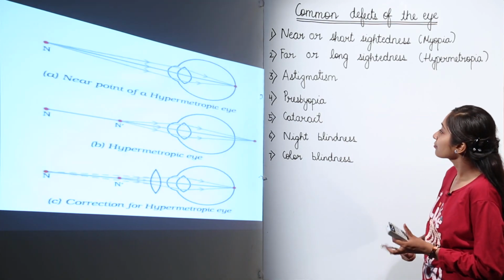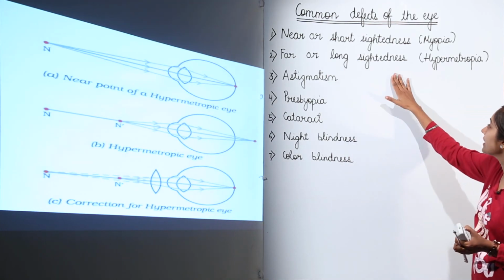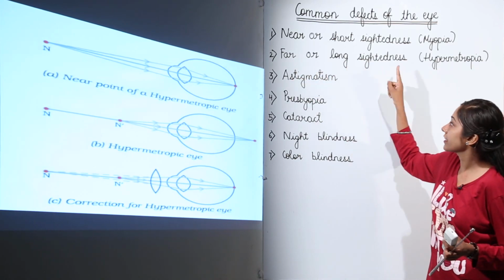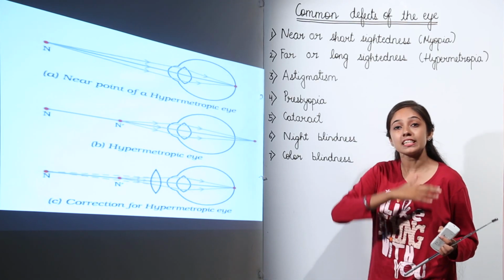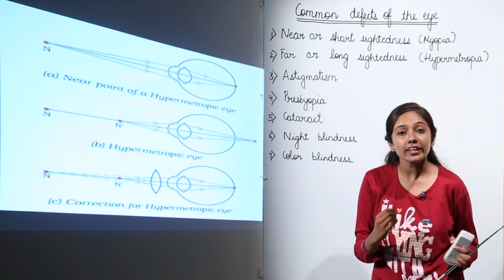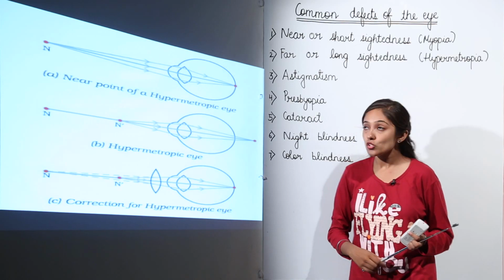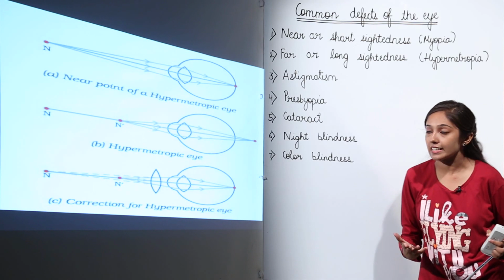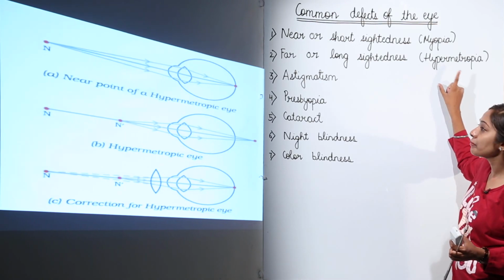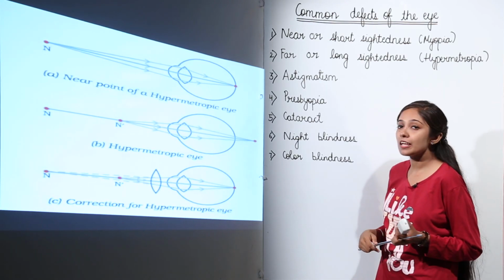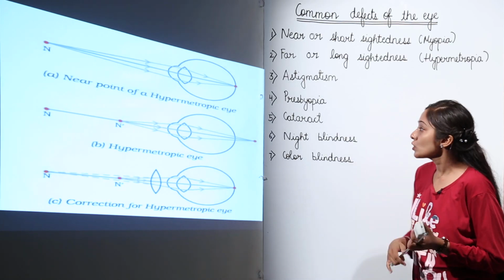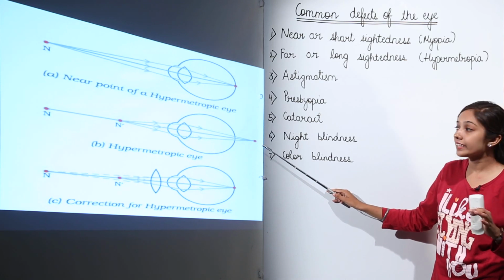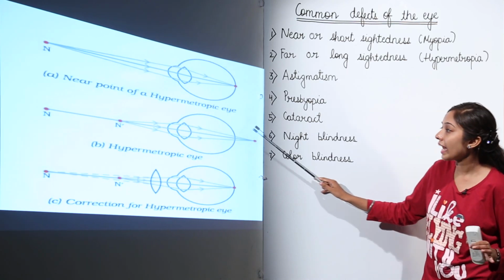Next we have far or long sightedness, which is also known as hypermetropia. So, far sightedness or long sightedness means the person is able to see the distant objects clearly but is not able to see the nearby objects. So, far sightedness is there but there is no near sightedness. We call this defect as hypermetropia. Now, in this case the eyeball is not long, it is short. So, what happens? The image is formed behind the retina. In this defect, the image is formed behind the retina.